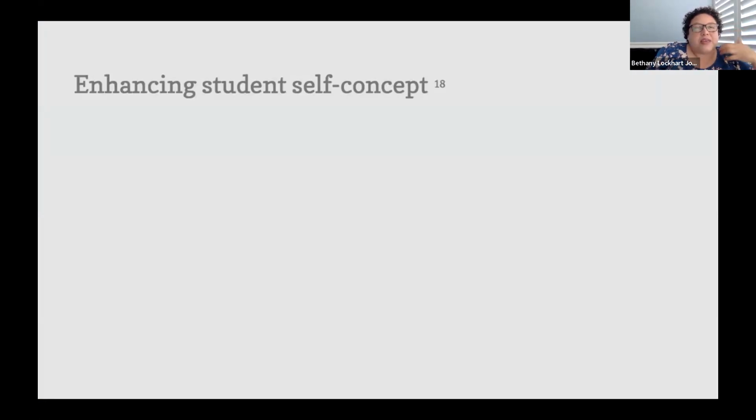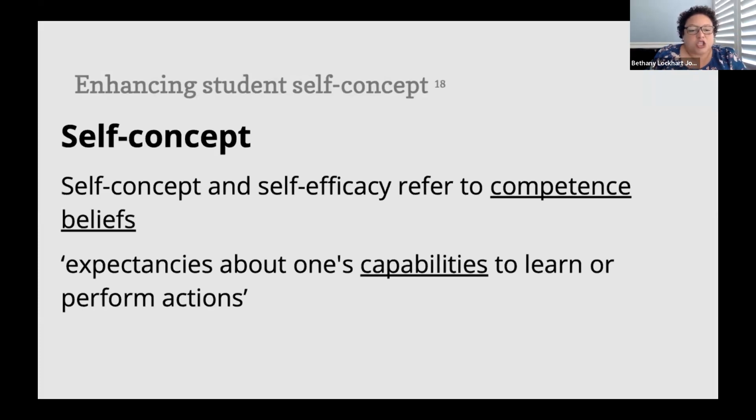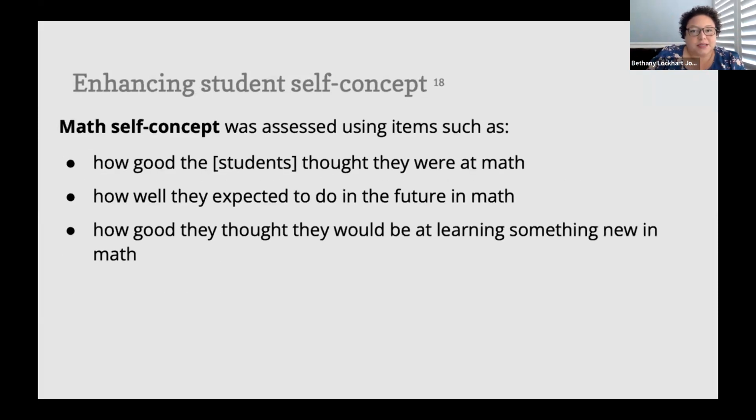When we think about math anxiety, we think about how can we enhance a student's self-concept. So when we think about self-concept and self-efficacy, we're thinking about your competence beliefs. How competent does that student feel? What do you feel about your ability? So again, that interpretation that you're making, the meaning that you're making. How can you help build that student's self-concept?